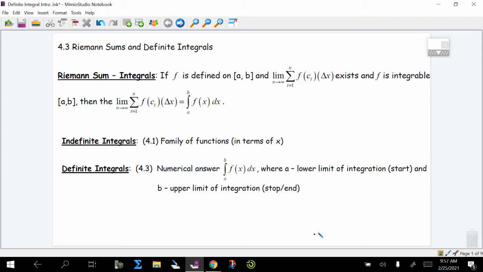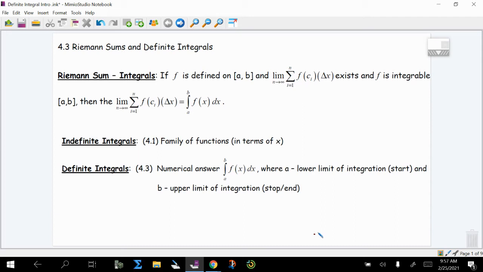By doing that, you take length times width. So f of c sub i is the height of each rectangle, and delta x is how wide each rectangle is. Obviously, they keep getting skinnier and skinnier, going to 0. If we took the summation of all of that, we would eventually get the exact area under the curve.